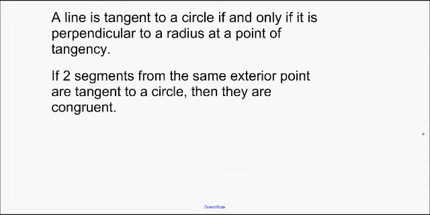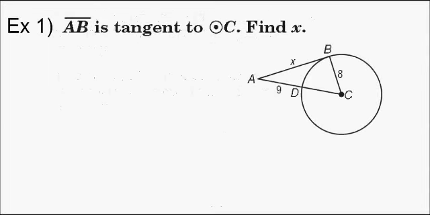What else is down here? Oh, that's it. Okay. Example 1. AB is tangent to circle C. Find X. Okay, so it's saying this segment touches my circle at exactly one point. And we want to find this. Well, I'm going to use my property of tangents that says that the tangent line is perpendicular to the radius of the circle. And look here, I have a right triangle.